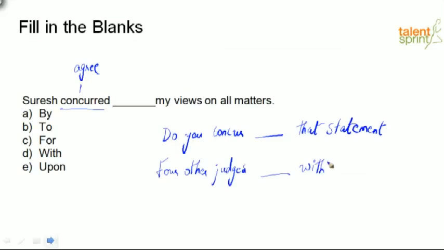Okay, I gave the answer here. So anyway, let me write it down. Concur with his verdict, right? So in both the sentences, it's going to be with. Suresh concurred with, agreed with my views on all matters. Do you concur with that statement? Four other judges concurred with his verdict, right?